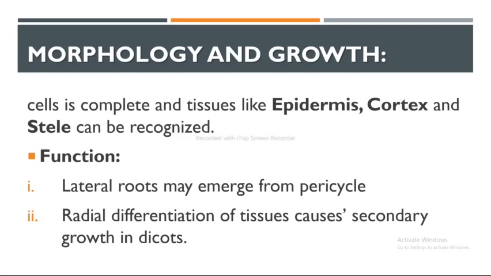The function of this region is, first, lateral roots may emerge from the pericycle, and the second function is radial differentiation of roots, which causes the secondary growth in dicots.